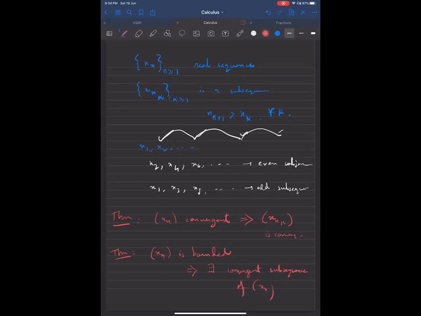A subsequence is convergent when it's convergent as a sequence, of course. A subsequence is a sequence in its own right, so we can talk about its limit, its convergence, and all. So that's the Bolzano-Weierstrass theorem.